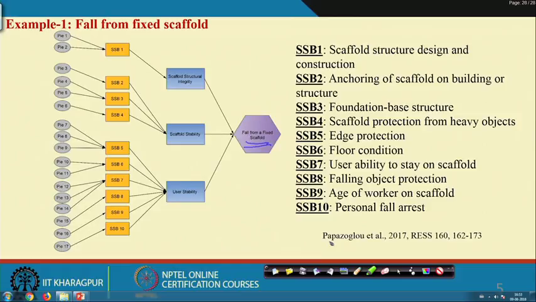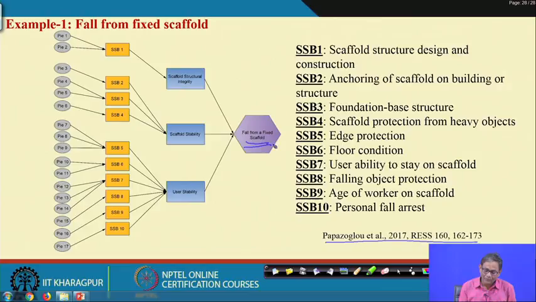So, if you go by the fault tree method, what you will find out? You will find out that a fall may occur if there is structural failure, or the scaffold is unstable, or the user is unstable because he has not used a proper safety belt, or he has not given proper guarding while working on the scaffold. So, any of the three will lead to the top event, that means fall from scaffold. Here, these are the immediate causes for the top event or center event to occur.